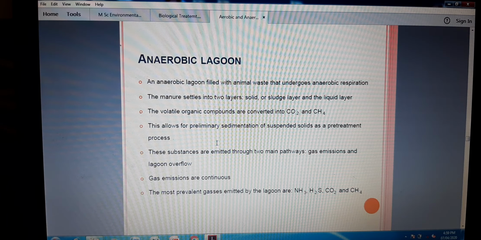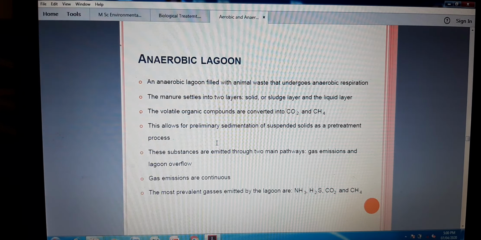These are the common gases emitted from the anaerobic lagoons, where the bacteria are present in the absence of oxygen, degrading a large amount of organic matter. Mostly these bacteria come from the animal waste, and the most important example is the E. coli bacteria. They are converted into these gases, and those gases are very important as an energy resource. This is the structure of the anaerobic lagoons.